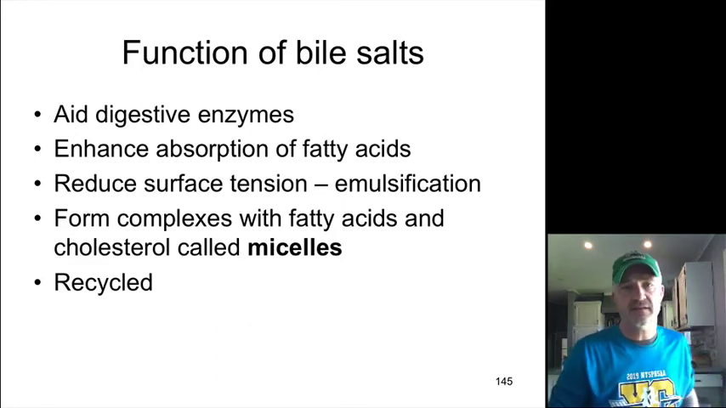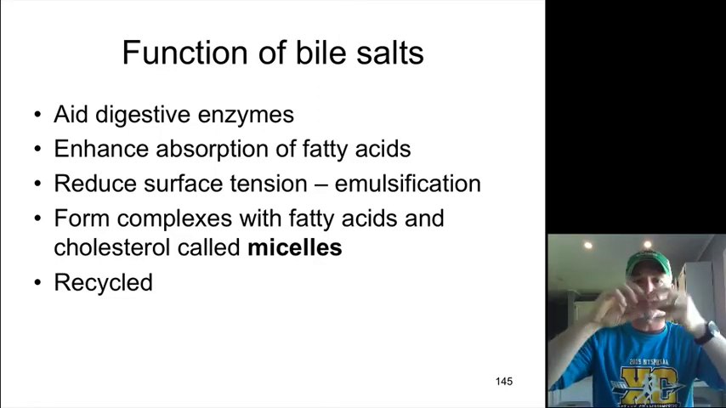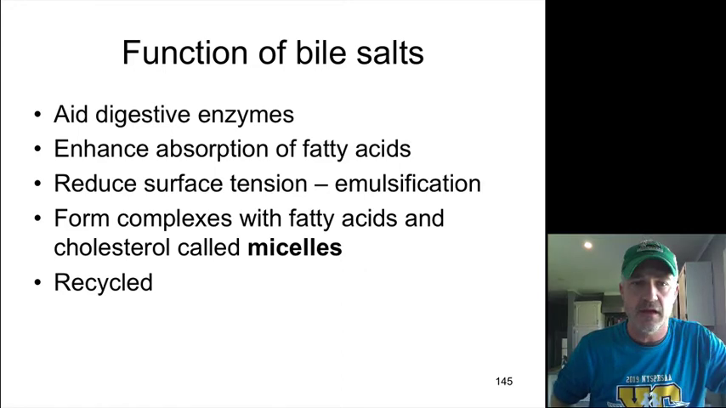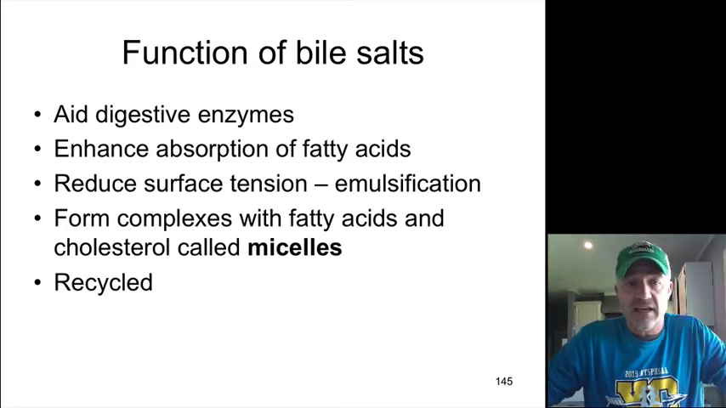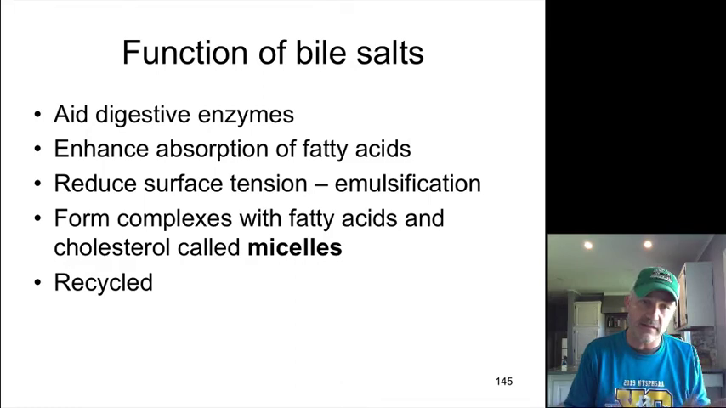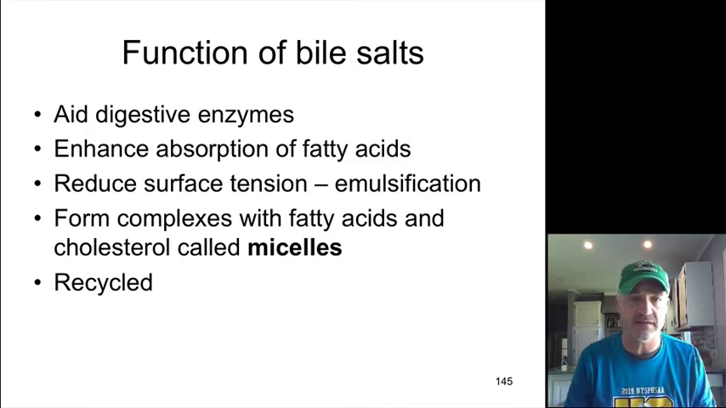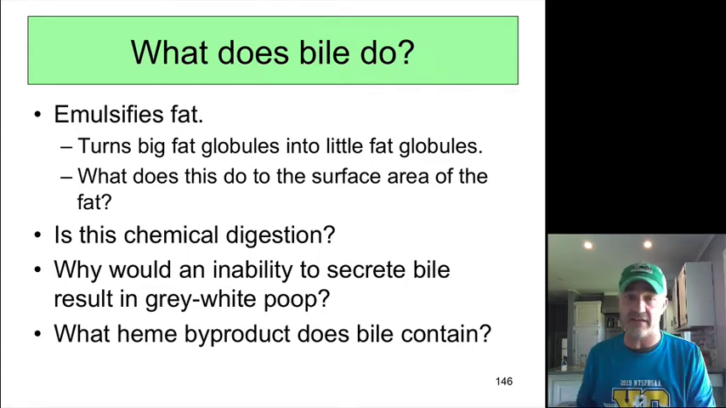What bile does is, instead of having one big fat droplet, it makes that one big fat droplet a bunch of little teeny tiny fat droplets. What that does is it increases the surface area, which means anything that is working on those, enzymes and other stuff like that, has more available to it to work on. And a lot of these bile products are going to be recycled. So, in simple sense, it turns big fat globs into little fat globs.